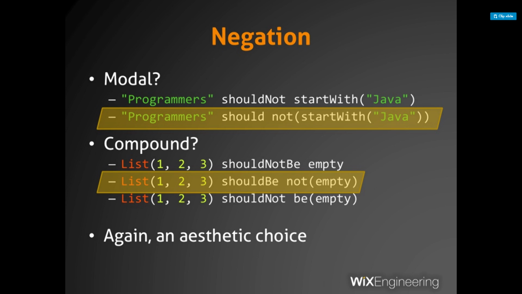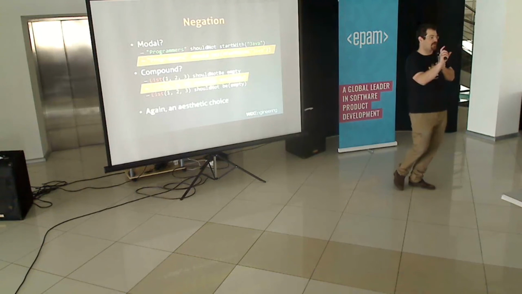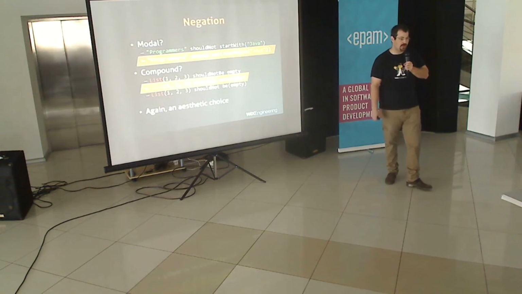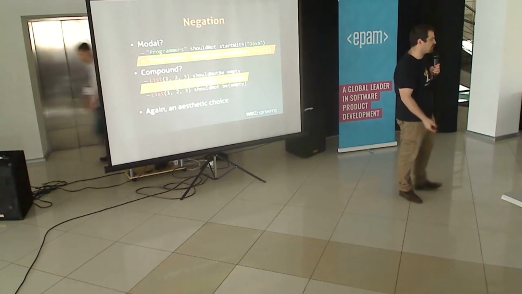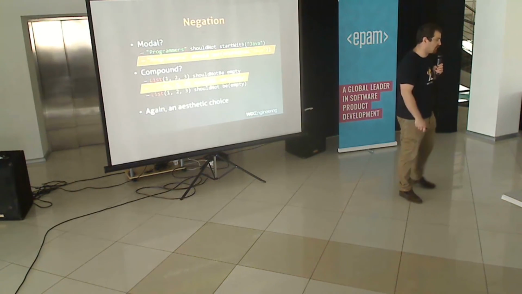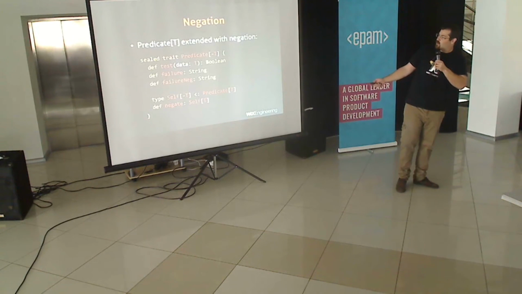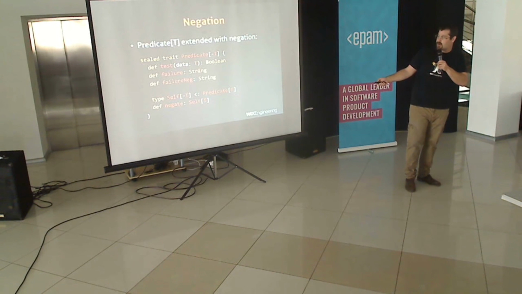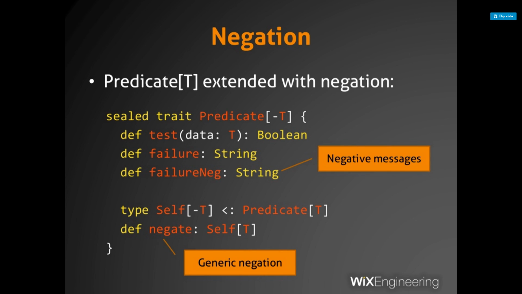So not is effectively a function that negates a predicate. Right? And we have should be not empty. Might look a little bit weird, but it's a lot easier to implement, so that's what I'm going to showcase. Right? What do we need to do? We have our predicate T that we need to extend. It's no longer just a test. It provides a failure, and it provides a negative failure message.